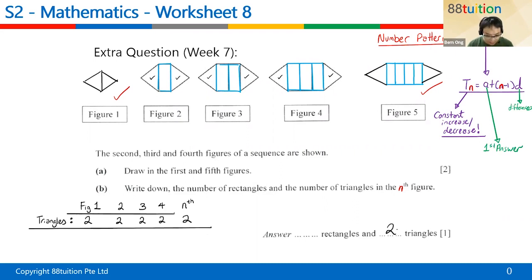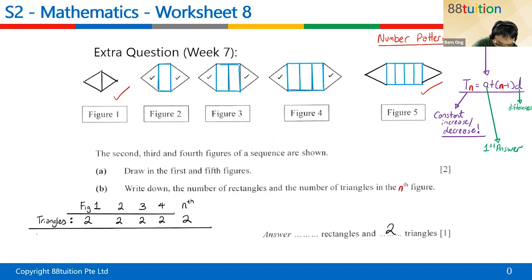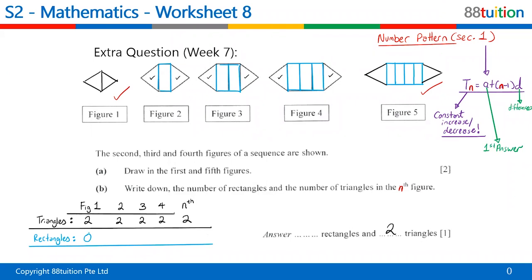Easy. All right. So back to Sherman, because just now I was asking him about the rectangles. Sherman, can you please help me? So figure 1 got how many rectangles? Figure 1, 0. Figure 2, 1, and so on. 2, and 3, 4. Excellent. Okay, stop. All right, so children, as you can see, there's a what?